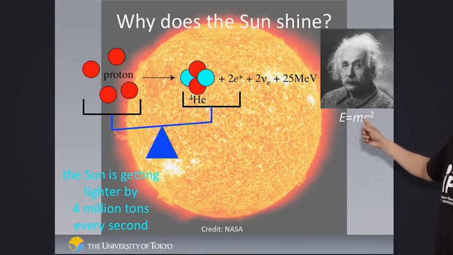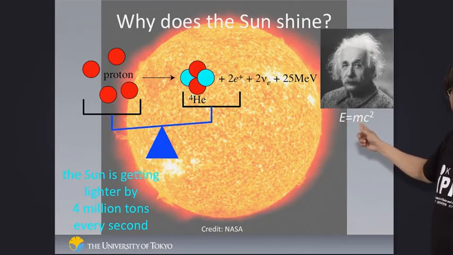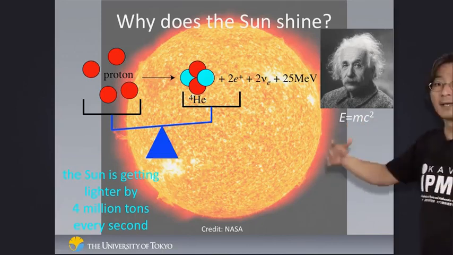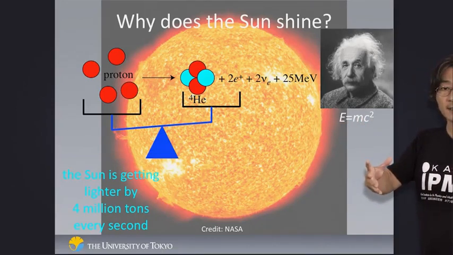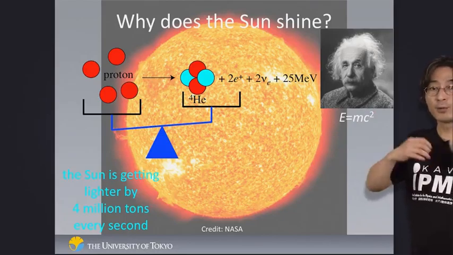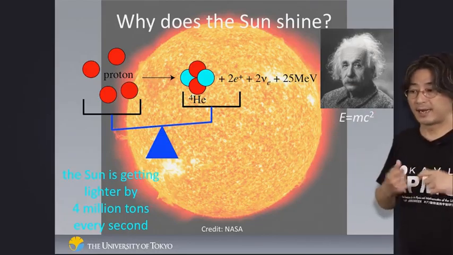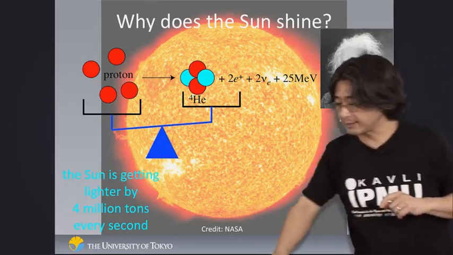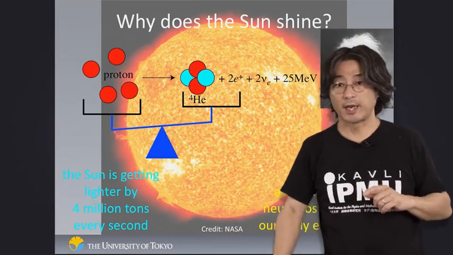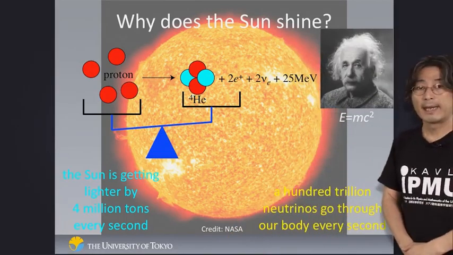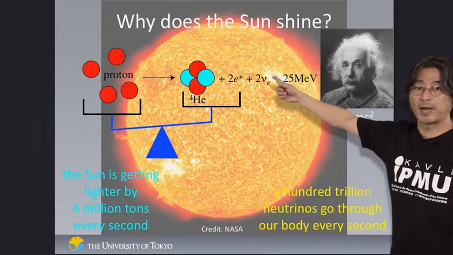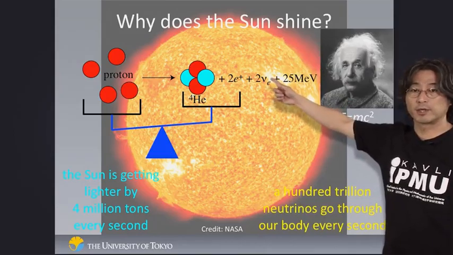E is energy, m is mass, c is the speed of light. It's just a big number for the purpose of this discussion here. So what it's basically saying is that mass and energy are the same thing. So by getting lighter, the sun can release the mass as energy, and that's how the sun is shining. And at the same time, it releases this byproduct called neutrinos.